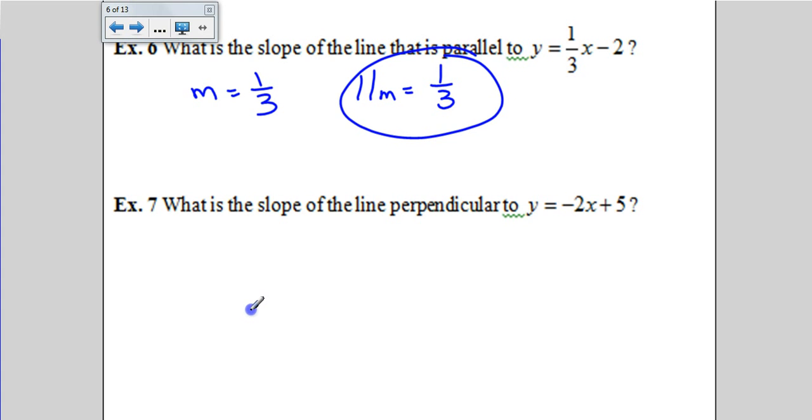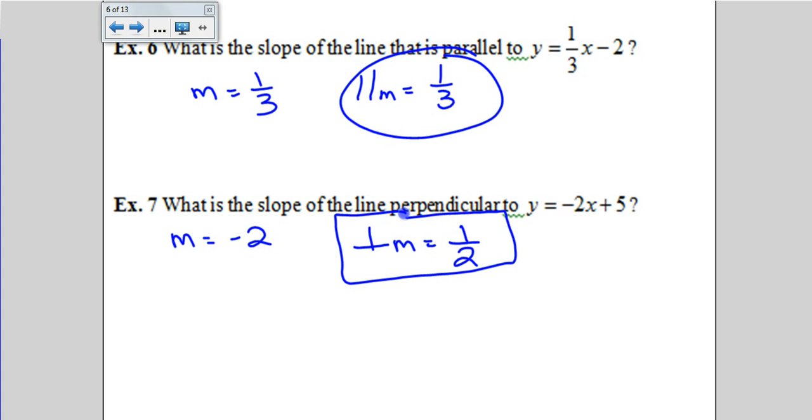Now example 7, what is the slope of the line perpendicular to this? Well, the original slope I can tell easily is -2, but this time they want my perpendicular slope. So I need to think about the opposite reciprocal of -2. Well, opposite would be, instead of being negative, it'd be positive, and then the reciprocal of 2 would be 1/2. So the perpendicular slope would be positive 1/2.